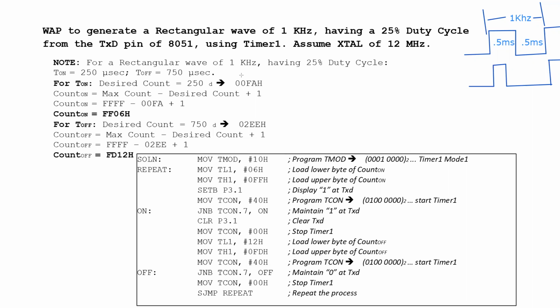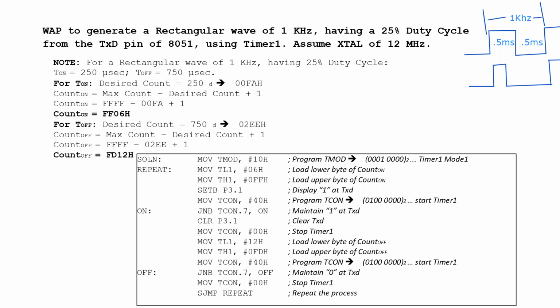So here we need to find the count each for the on state and off state. For on state, the number of counts is FA, and you need to subtract it from the maximum count: maximum count minus FA plus 1. You will get the value FF06. And the desired count for off state is 750 counts in decimal. In hexadecimal, it is 02EE. Calculating it, you will get the value FD12. So now write the program.